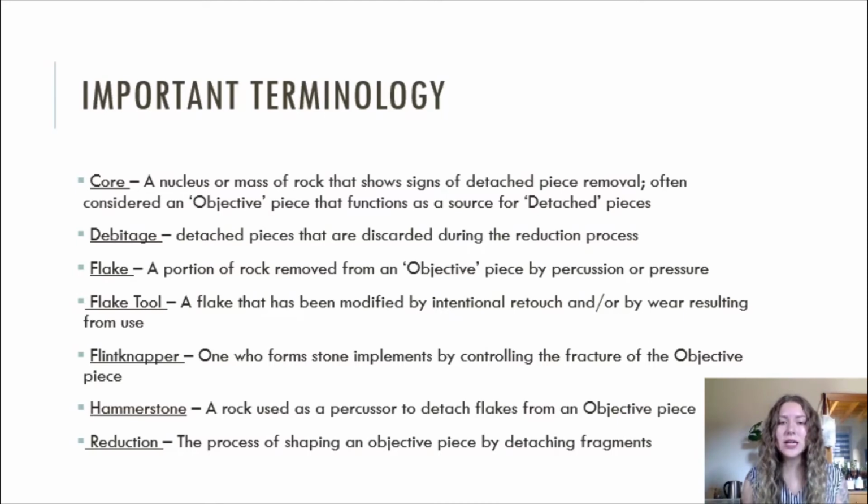A hammerstone is a rock used as a percussor to detach flakes from an objective piece. And reduction is the process of shaping an objective piece by detaching fragments. So to produce stone tools, we would have a core and a hammerstone, and we would strike the core with our hammerstone to produce a flake that could be then modified to produce a tool or used as a tool itself, just as a flake tool. And this process that I just demonstrated is a reduction sequence.